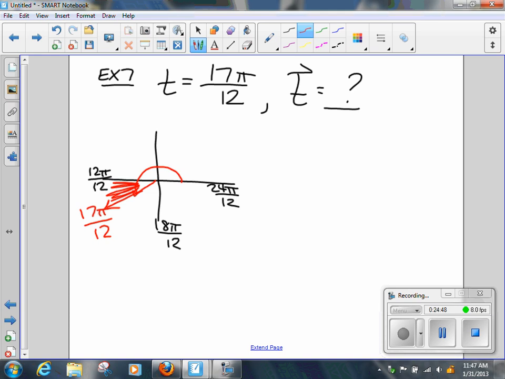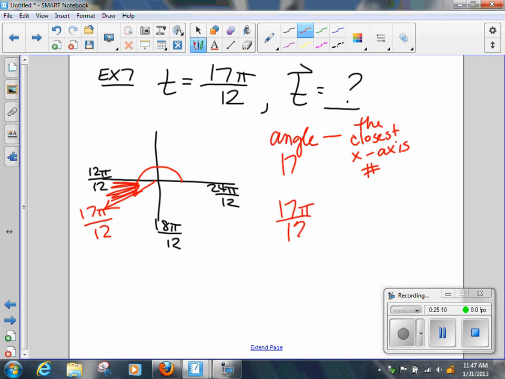Because I'm going to take my angle and subtract the closest x-axis number. So 17 pi over 12 minus 12 pi over 12 is equal to what? 5 pi over 12. That's my t-bar. That's my reference angle.